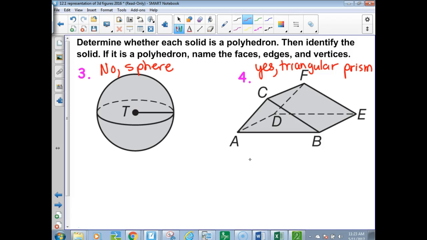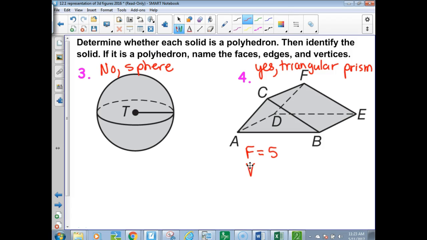So if we were to name them, okay, let's just do the number of faces. Why not? You guys could give me names for them, couldn't you? Like triangle ABC. And there are 1, 2, 3, 4, 5 faces.